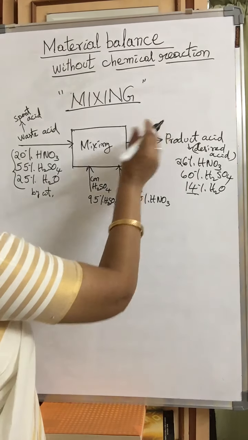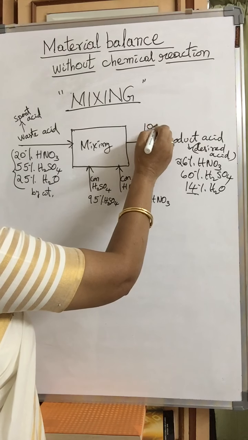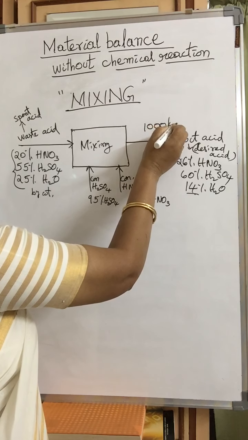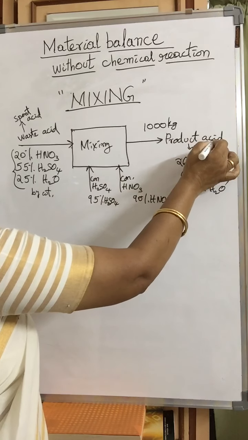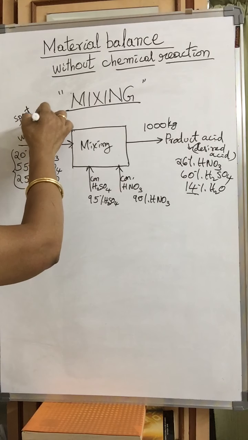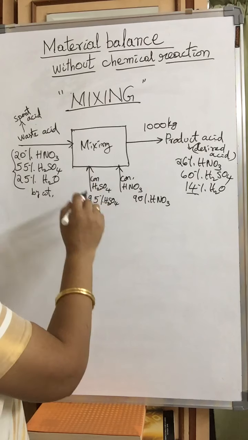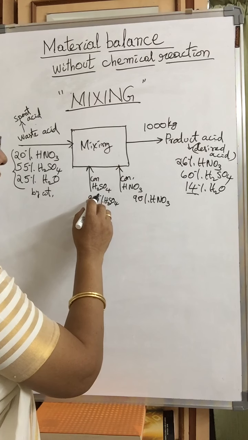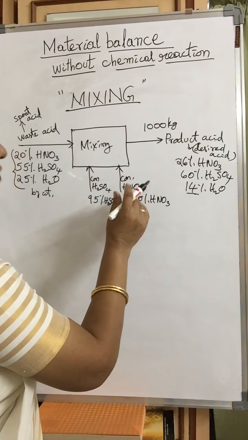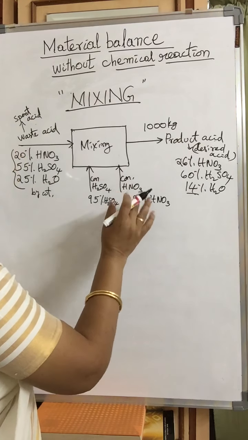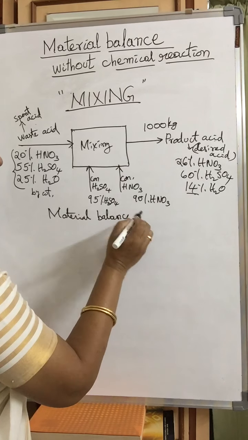So now the question is, to prepare 1000 kg of product acid, what weight of spent acid is to be mixed with what weight of concentrated H2SO4 and what weight of HNO3? That is our question. So this type of questions can be solved by writing material balance. What is material balance? Material balance, or mass balance, we can say.